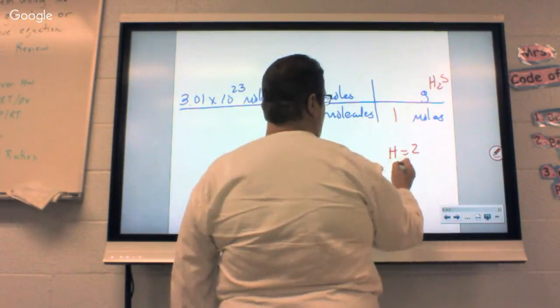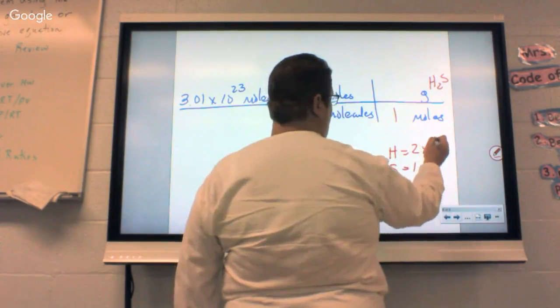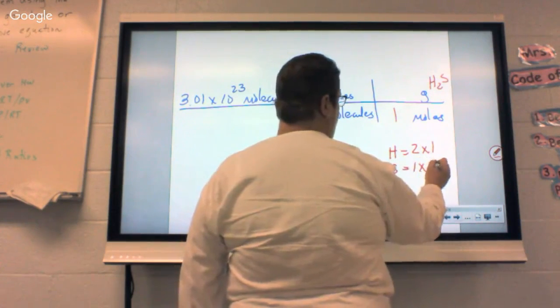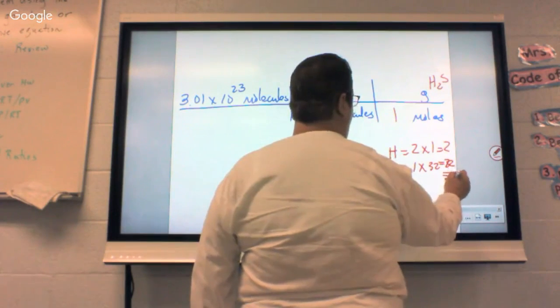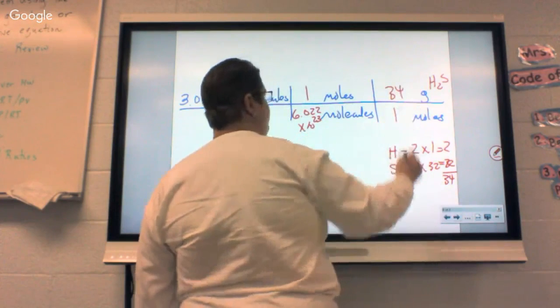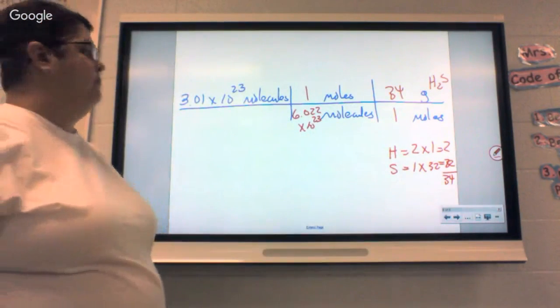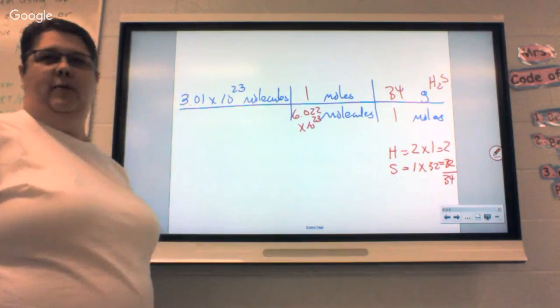There are 2 H's and 1 S. The mass of hydrogen is 1, so you get 2. Sulfur is 32. You get 32 for a total of 34. Put 34 there. And then calculate. Anybody else?